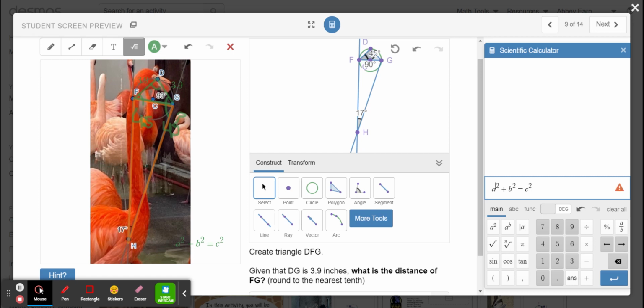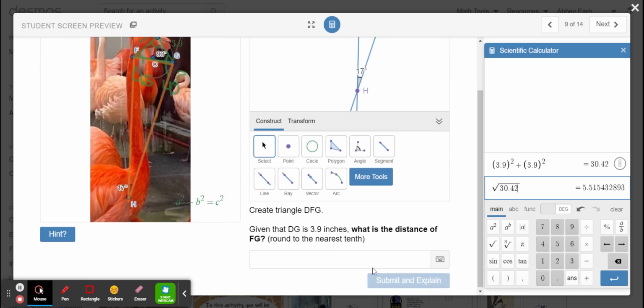We know that side A for us is 3.9 inches. Our side B, so the legs of our triangle, are both 3.9. And then equals c squared. So we have 30.42. So that's the squared version. So we're going to need to do a square root of 30.42. And we get that that is 5.515. Rounding to the nearest tenth, that's 5.5.